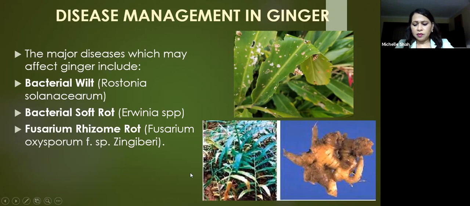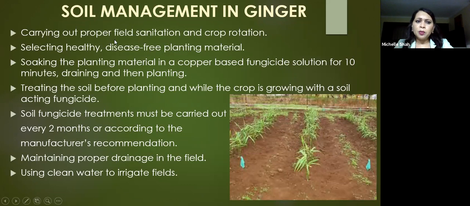The soil management of ginger: carrying out proper field sanitation and crop rotation, selecting healthy disease-free planting material, soaking the planting material in copper-based fungicide solution for 10 minutes, draining, and then planting. Treating the soil before planting and while the crop is growing with a soil-acting fungicide. Soil fungicide treatments must be carried out every 2 months or according to the manufacturer's recommendation, maintaining proper drainage in the field, and using clean water to irrigate fields. So we see the field here again of ginger, and proper soil management is highly recommended.